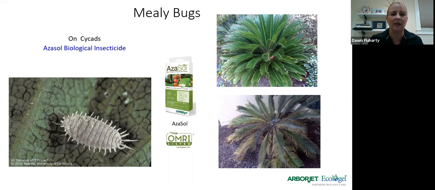So it usually takes a couple weeks to really take effect as you slowly but surely work through those life stages and they die out. But it's a very easy way to treat this and consistently works. So keep that in mind if you happen to get mealy bugs. Azosol is a great option for this.